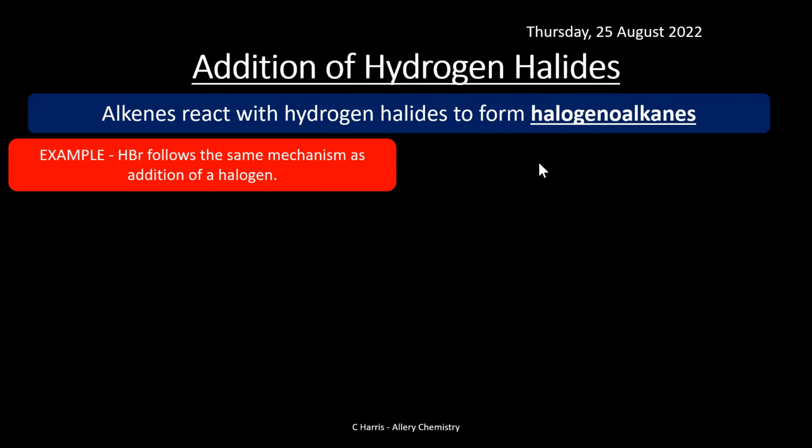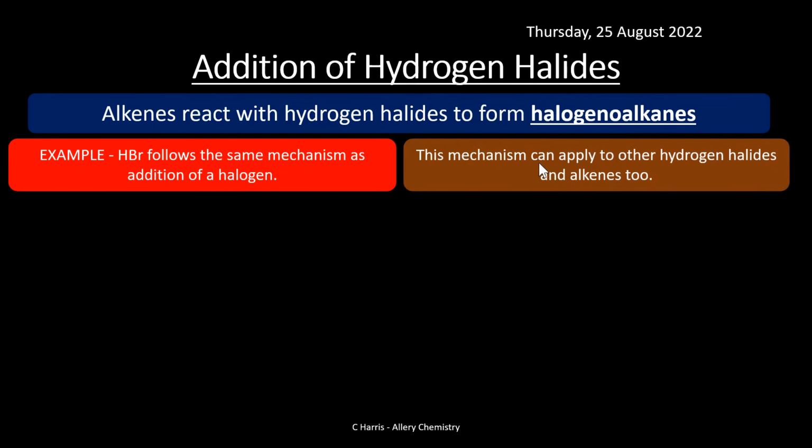So here we're going to look at an example of hydrogen bromide, so HBr. It's going to follow the same mechanism as the addition of a halogen. It doesn't make any difference because they might ask you to do HBr, a hydrogen halide, or it might be just Br2, Cl2, etc. So we'd seen obviously the bromine reaction. We've seen that already with alkenes. This is using HBr. So let's have a look.